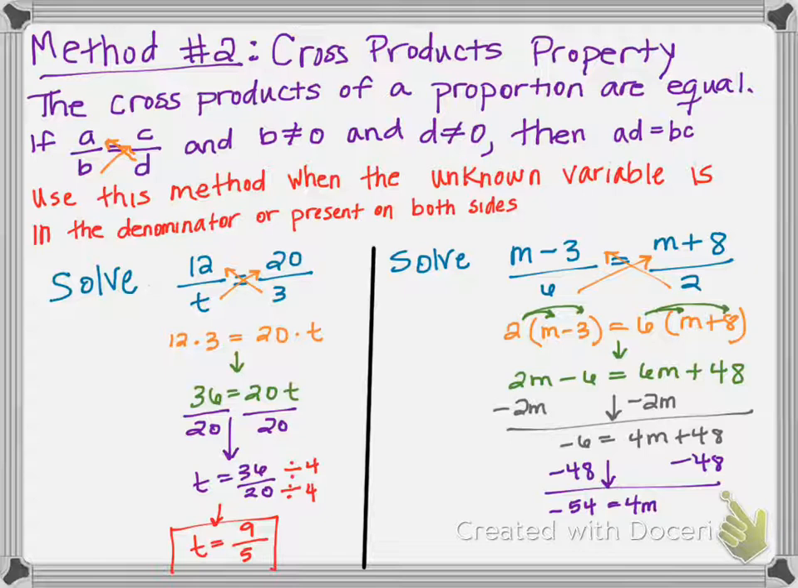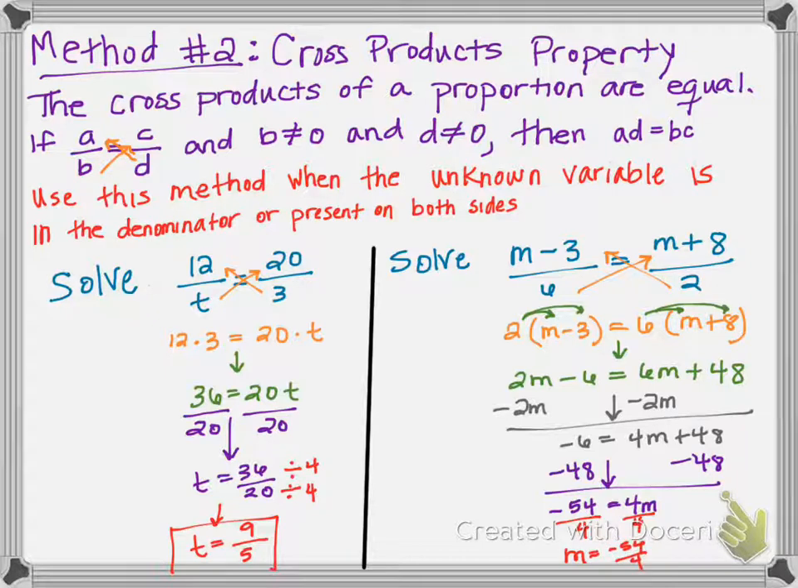And what I tell people all the time is, if I'm a negative person and you're a negative person, then together we are just extremely negative. So negative 6 minus 48, we're an even more negative number of negative 54. And we still have that 4m on the right. In order to get rid of the 4, we do have to divide.